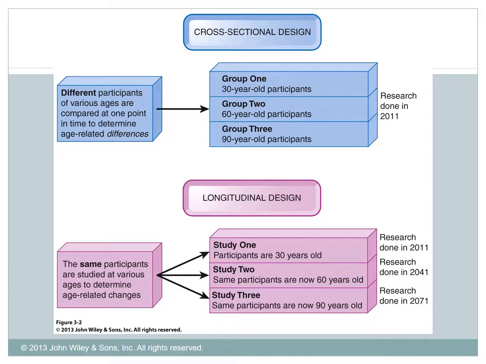This is how they work essentially. The cross-sectional design, if you wanted to study age-related differences, you could get, for instance, a group of 30-year-olds, a group of 60-year-olds, and a group of 90-year-olds. And you could test them all at the same time. If you wanted to do a longitudinal design, you would gather a group of 30-year-olds, test them, and then wait 30 years and test them again when they're 60, and then wait another 30 years and test when they're 90. Now, the obvious flaw in the longitudinal design is how long it takes, versus the cross-sectional design, which takes a very short period of time.